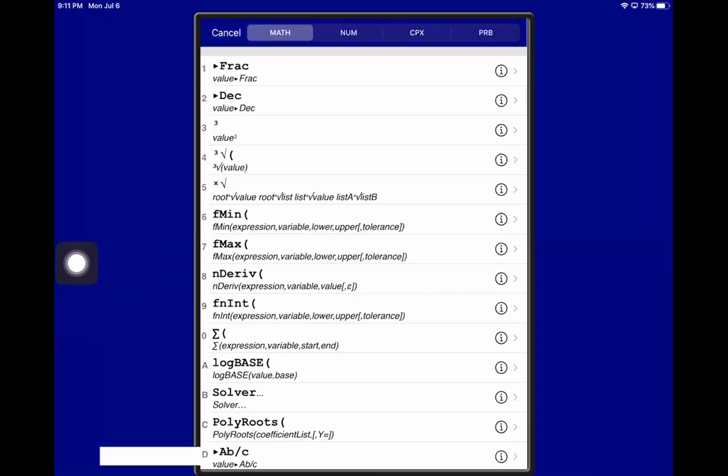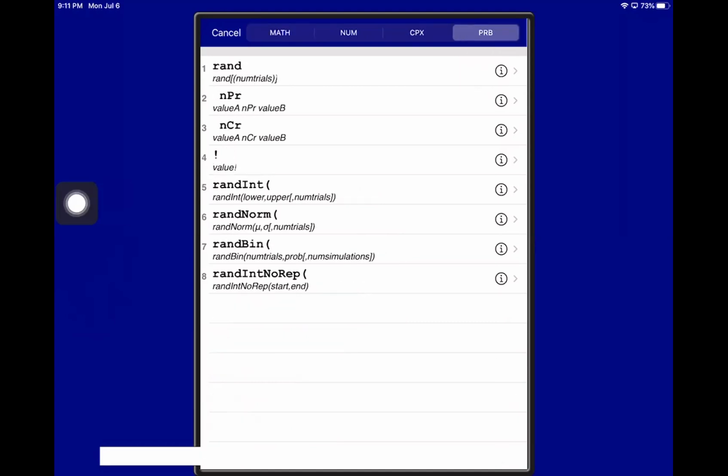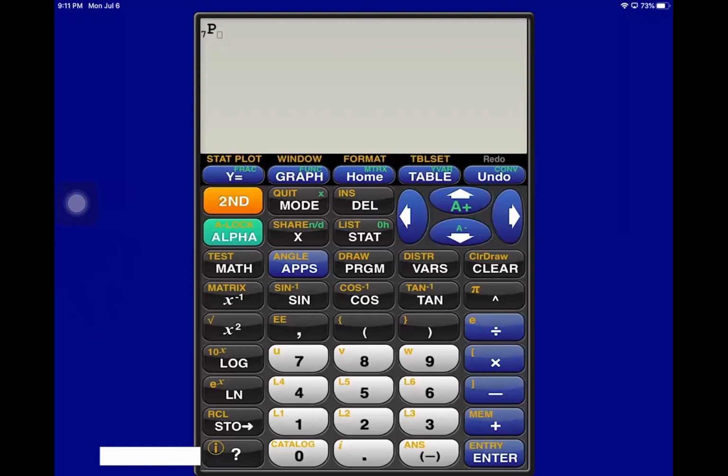Hit math, and then you'll see PRB on the top right hand corner. Go where it says PRB. The first option says random, and the second option says nPr. You're going to want to use nPr, so select nPr. Any question on how to select nPr? Lastly, enter your r value. What was my r value equal to? 4. So you enter 4, you press enter, and we're done.